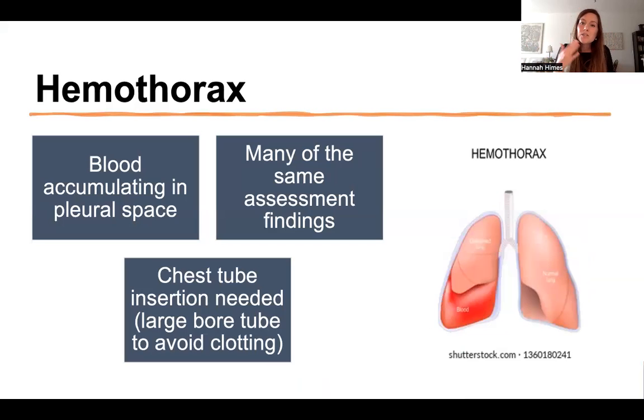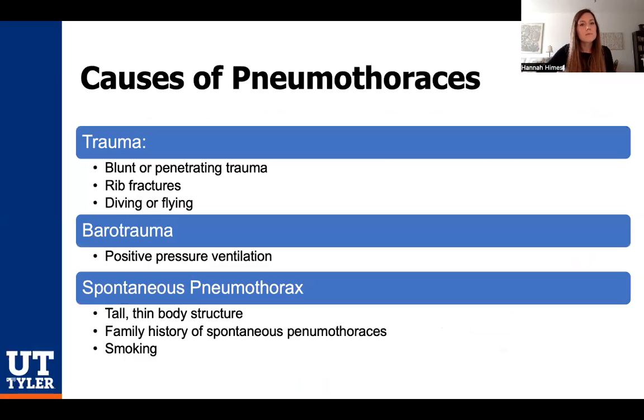Hemothorax related, not technically a pneumothorax, pneumo air, hemo blood. So this is a blood accumulation in that pleural space. So the same space, similar assessment findings, and again, a chest tube is needed for this.